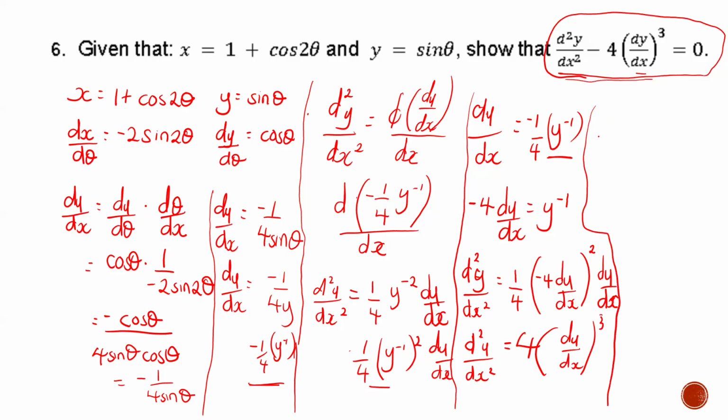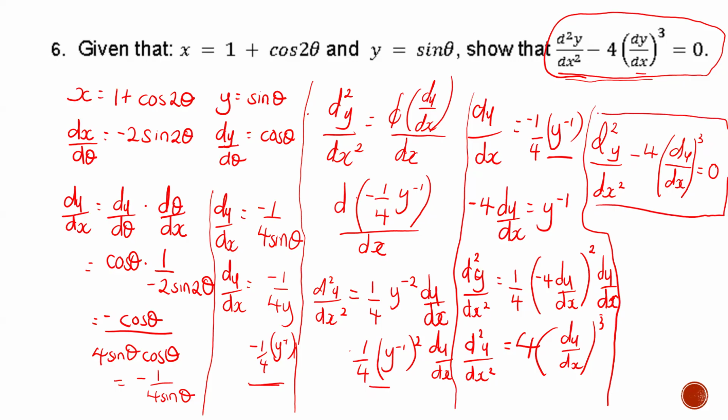So we are approaching our final destination: d squared y by dx squared minus, we're going to bring this one to the other side, our left hand side. So d squared y dx squared minus 4 dy dx cubed is equal to 0. See? Wonderful, guys. Let's see what we got here.